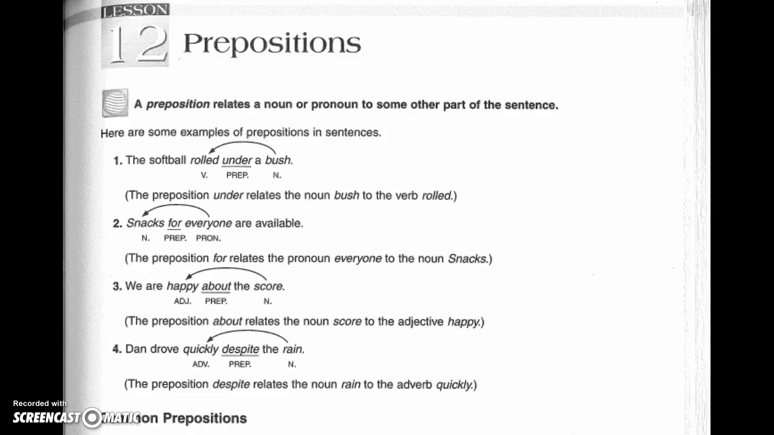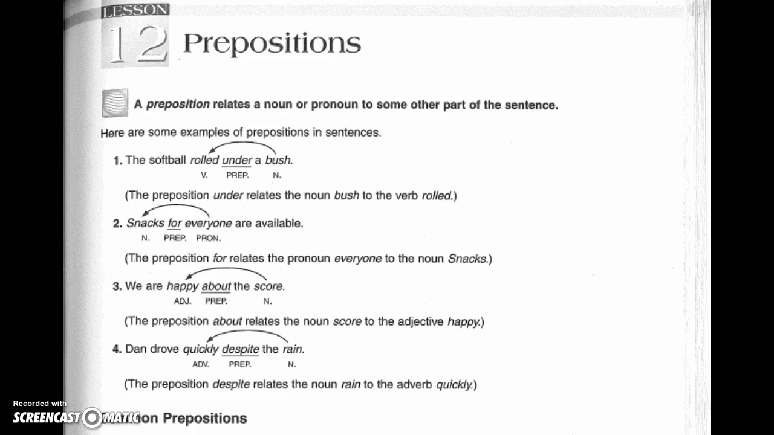It's all about prepositions. A preposition relates a noun or pronoun to some other part of the sentence. You've probably seen sentences that show direction or placement, like in number 1, the softball rolled under a bush. It answers the question, where did it go? It went under the bush. And the word under is a preposition.